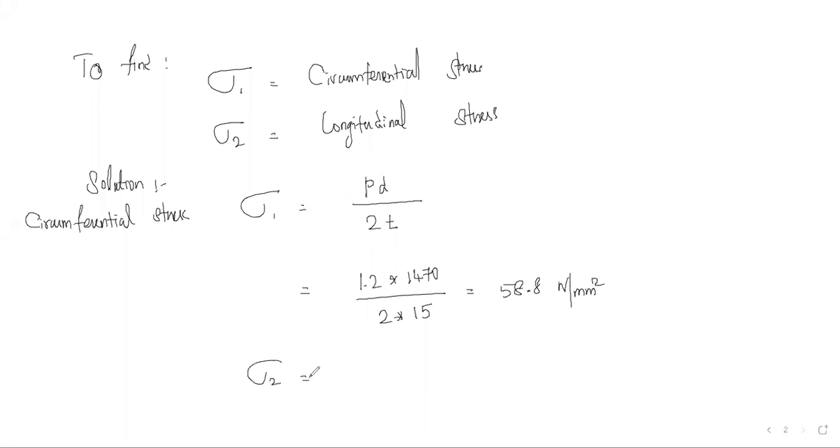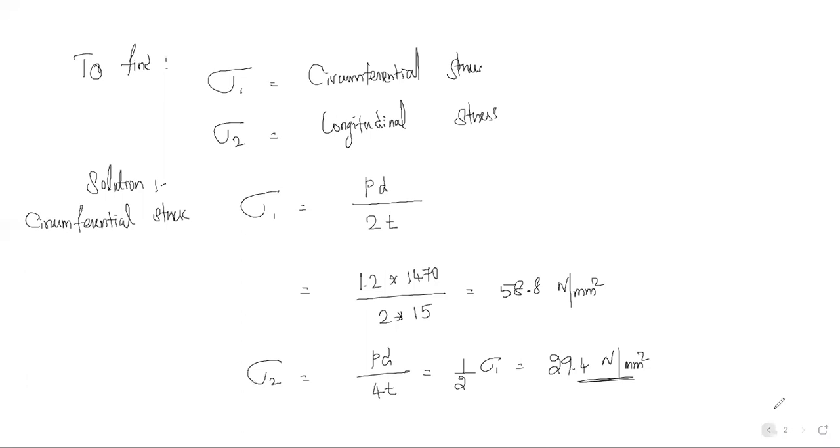Similarly, sigma 2 becomes p d divided by 4t. So it becomes half of sigma 1, that is sigma 1 divided by 2. Then 29.4 Newton per mm square. So this is the direct substitution. Okay. So here we have to check.